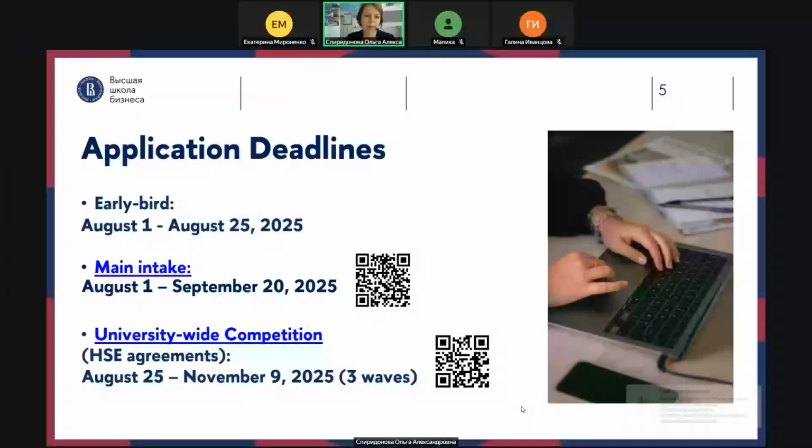So as I said, now we have the spring competition, and now it's a main intake. And the deadline for this application period is September 20th. Maybe we'll prolong it, but for now we can't say it for sure, because we'll know it by the end of the competition, and we will see if there are some places left. We will prolong the competition. And the university-wide competition goes till November 9th.